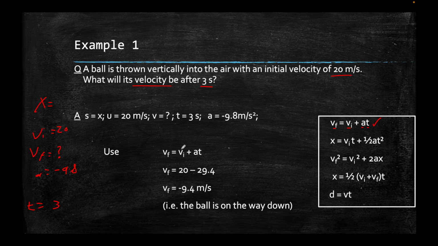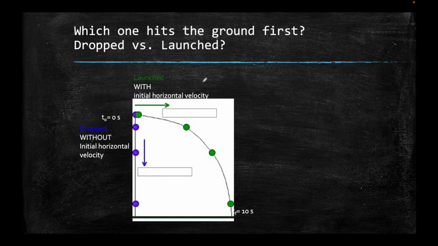What we'll do is Vi plus AT, that's 9.8 multiplied by the time, which is 3. Of course, because it's minus 9.8, it will become minus 29.4. Your final answer will be negative 9.4. So the ball will be on its way down. If it's going up, the speed will be positive. If it's coming down, the speed will, of course, be negative. Nicely done.